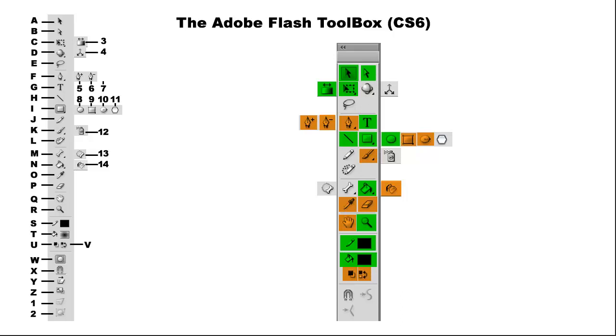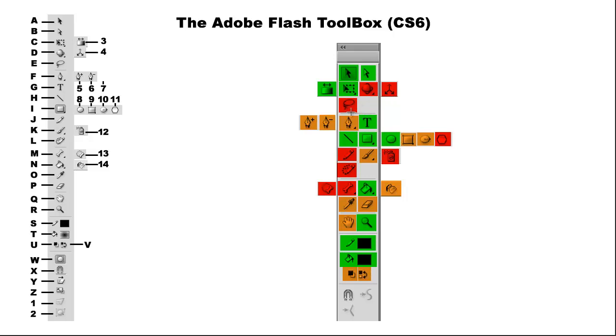Then there are tools in the toolbox that I hardly ever use, and I've highlighted those in red. The top two here are the 3D rotation and the 3D translation tools. I don't do a whole lot of stuff with 3D. You will do a few things with 3D in the labs that are part of the textbook for this course.